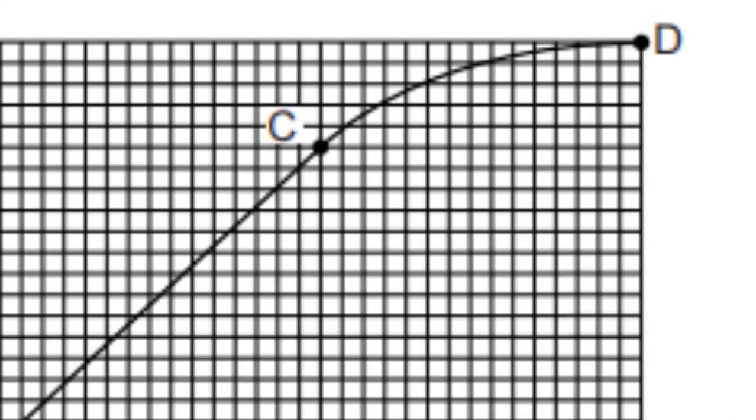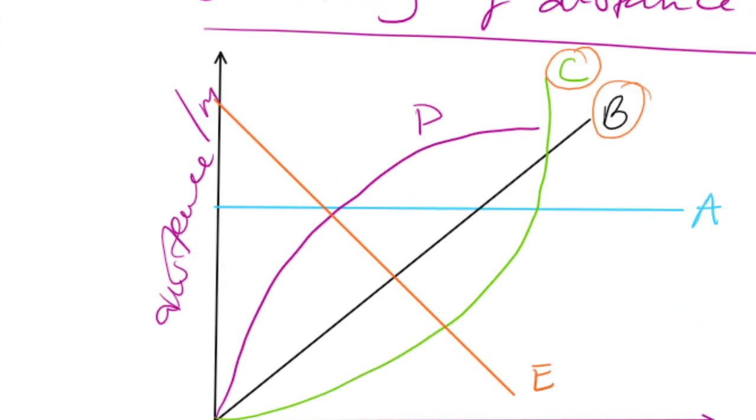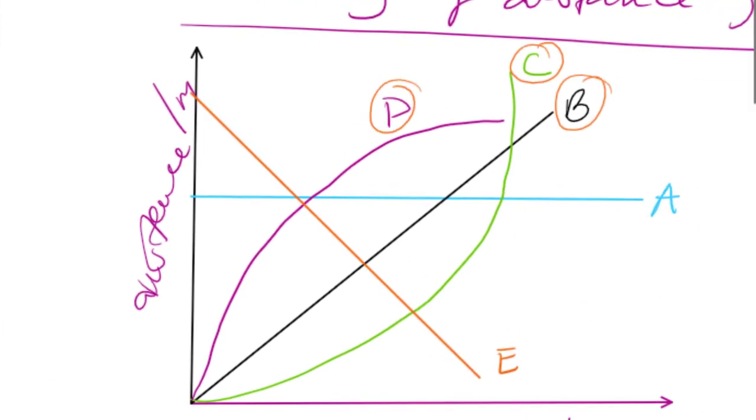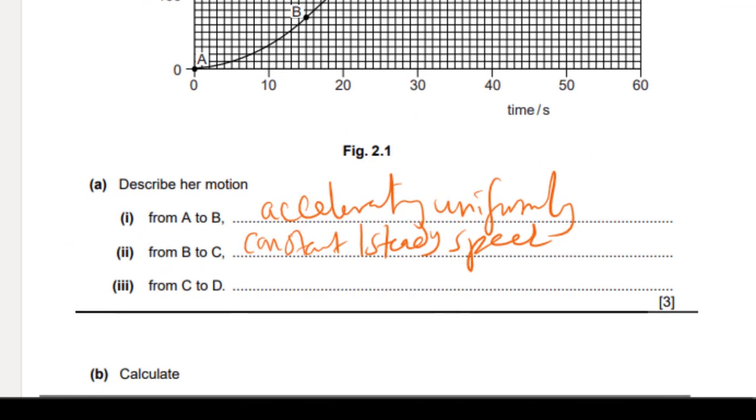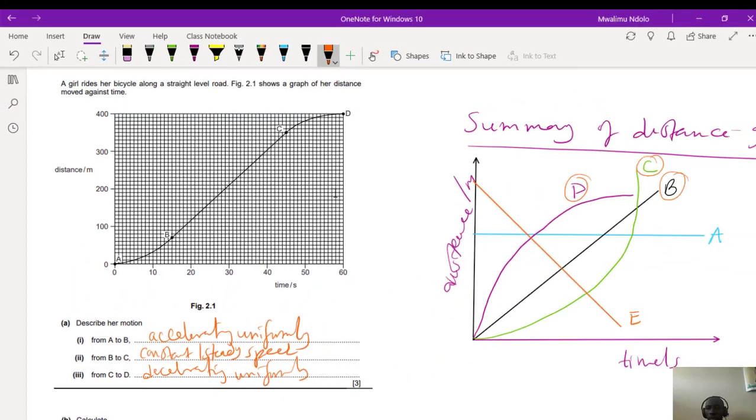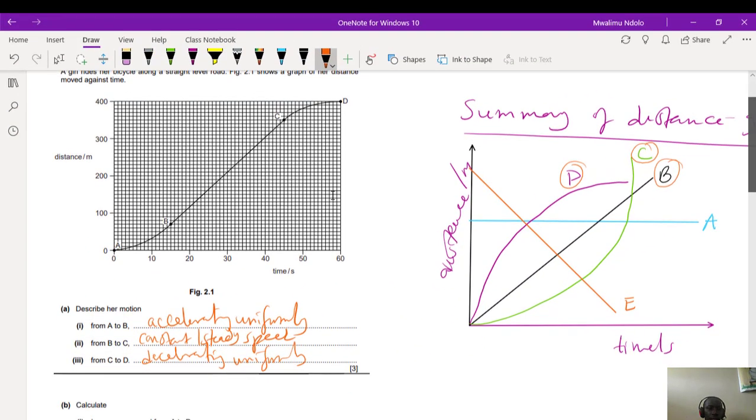Then CD corresponds to this graph D, which means, as you can see, the gradient is decreasing, or the steepness of the graph is decreasing. So that means the body is slowing down, or we can say it is decelerating uniformly. That is for that part of the question.